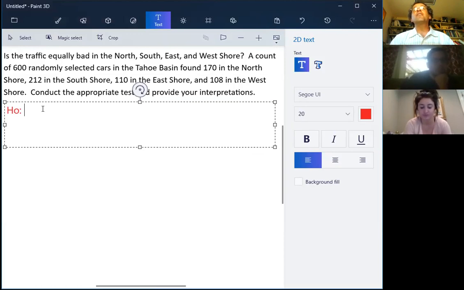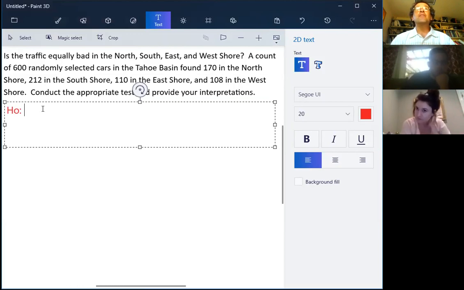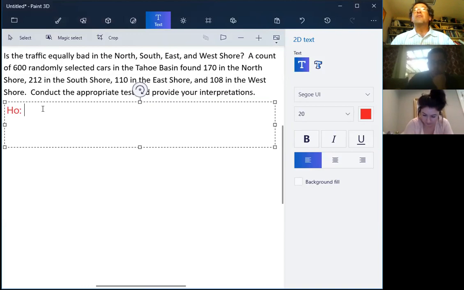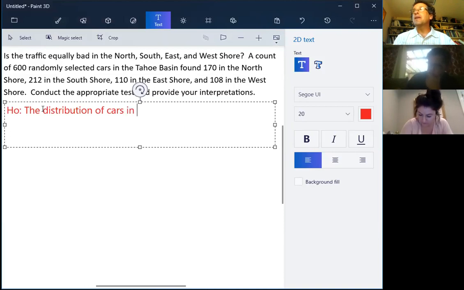Okay, so for this particular example, I want to let you know we're checking for distributions. An absolute requirement, you might want to take notes and write this down, for this particular type of hypothesis test, which we're going to be calling a chi-squared test for goodness of fit, is that you have to have the word distribution. So let me write it out. The distribution of cars in Tahoe is uniform.